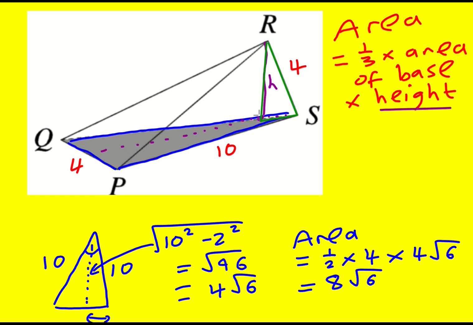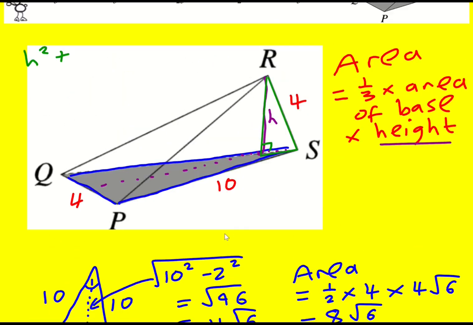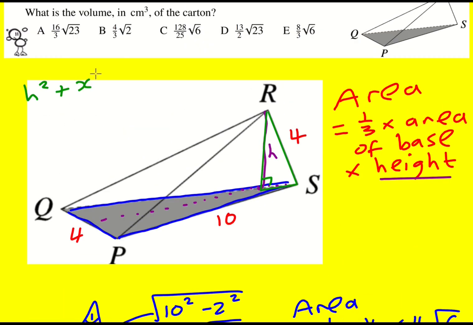The height is going to be perpendicular to the base, so I have a right angle. And so I can write down that h squared, the height, plus this little length, which is my x, x squared, is going to equal 4 squared, or 16. And yes, I know I've introduced another unknown, but there's something else I can do, and that is I can create another right angle triangle.